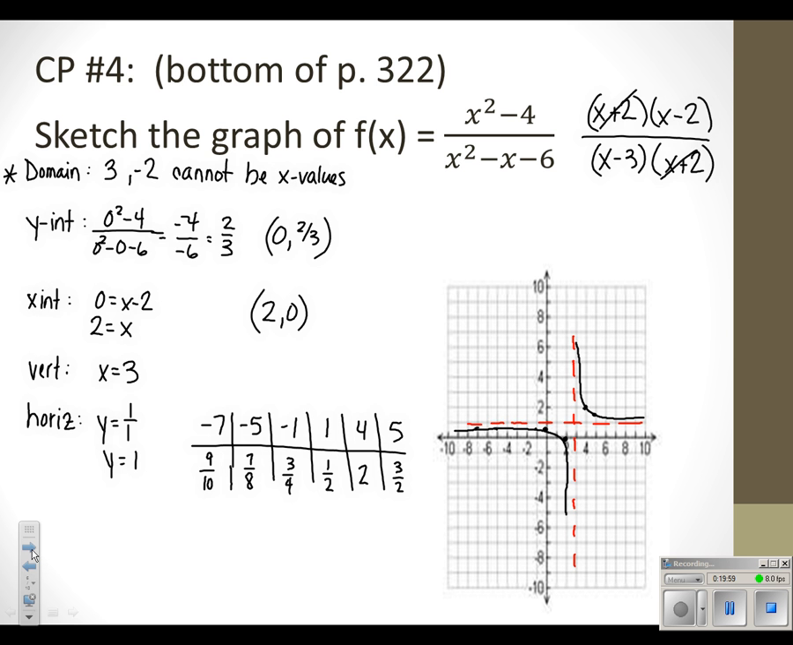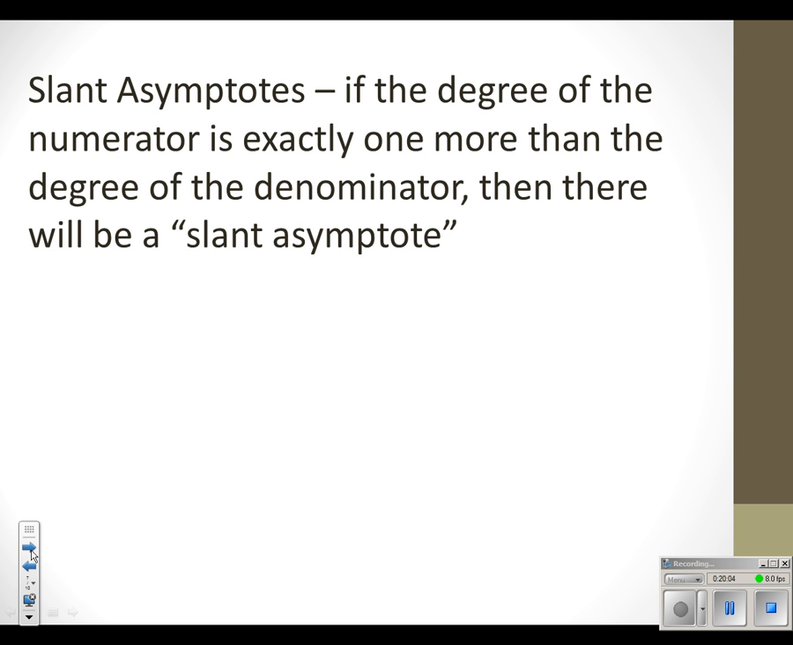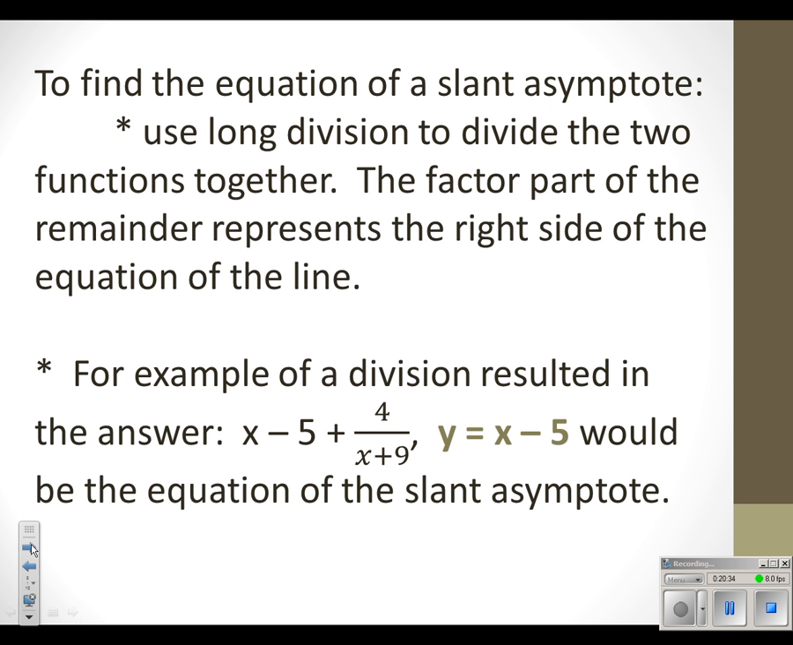All right, next one. If the degree of the numerator is exactly 1 more than the degree of the denominator, then there will be a slant asymptote. So this doesn't go with all of the things that relate to that number 3 on page 314, but this is one thing to consider if the numerator has a higher degree than the denominator. If it's exactly 1 more, then we can find what's called a slant asymptote, and this is how. To find this, you're going to use division. Okay, use long division to actually divide the two functions with each other.